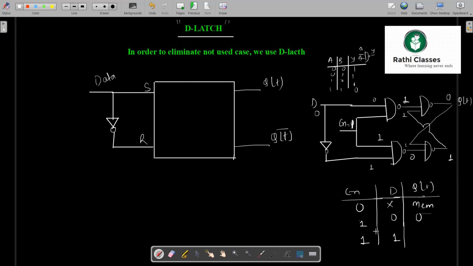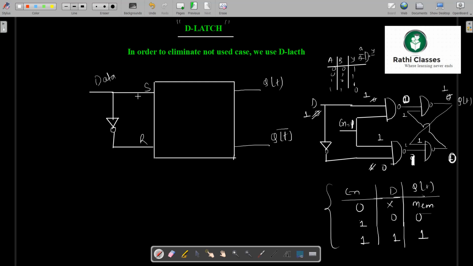Let us see what happens when D equals 1. If D equals 1, this is 1, and this will be equal to 0. If any one of the inputs is low, the output will be high, and for 1 and 1, the output will be low. If any one of the inputs is low, my output is high, so this one is sorted over here and my output will be 0, which implies Q of t equals 1. So this is the basic truth table for the D-Latch.